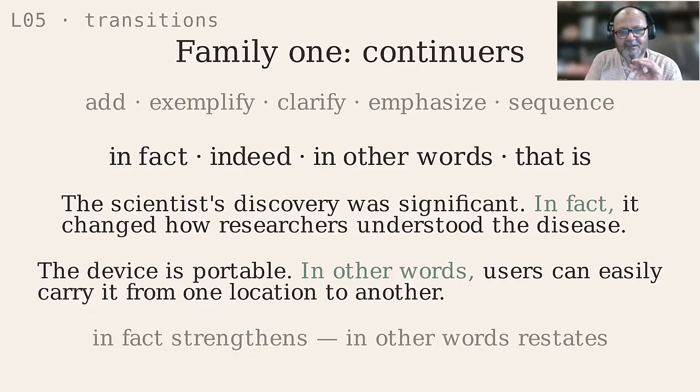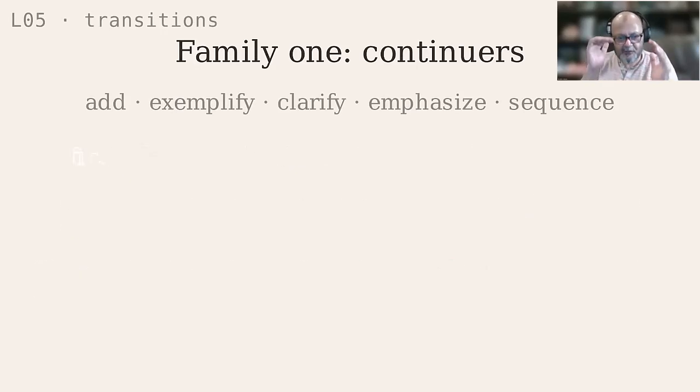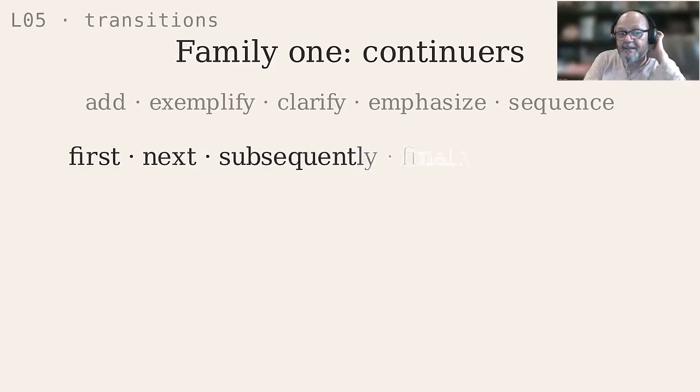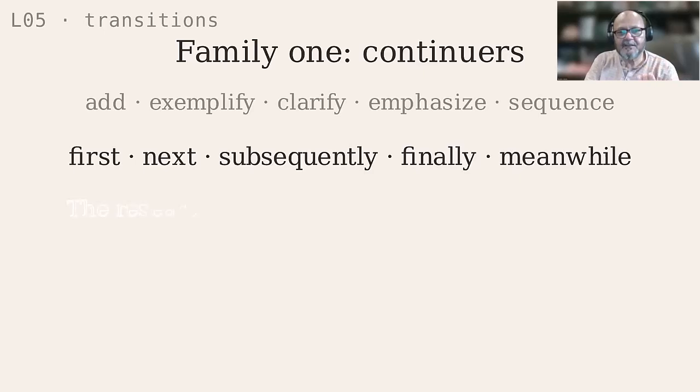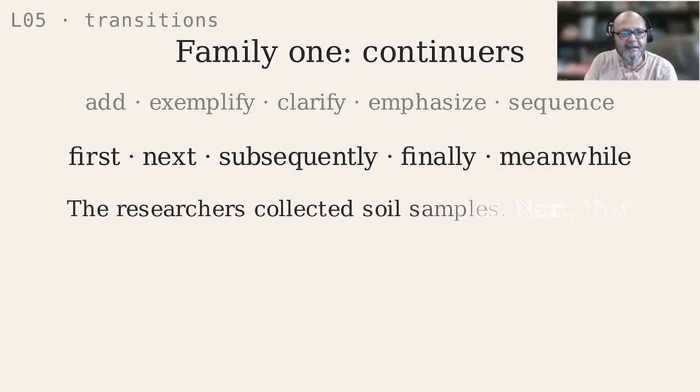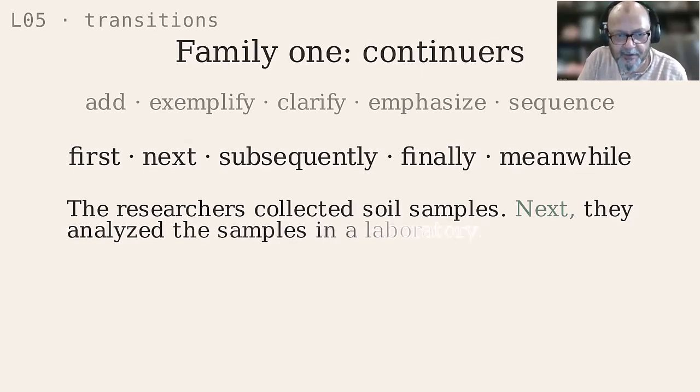All right. Some transitions show time or order. These include first, next, subsequently, previously, finally, and meanwhile. For example, the researchers collected soil samples. Next, they analyzed the samples in a laboratory. The ideas are connected by order, right?